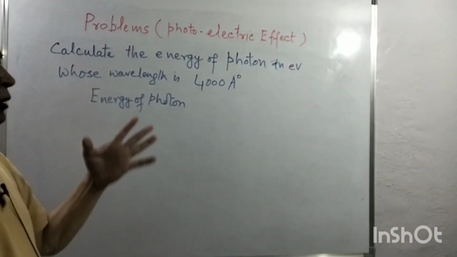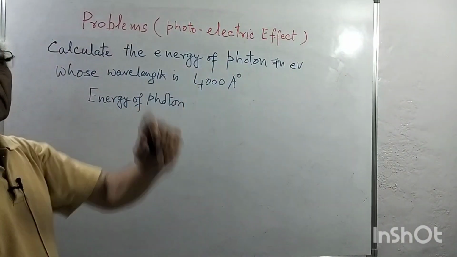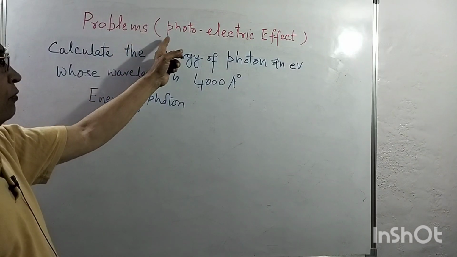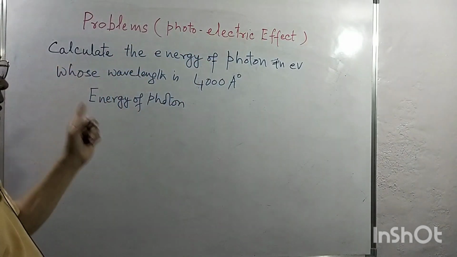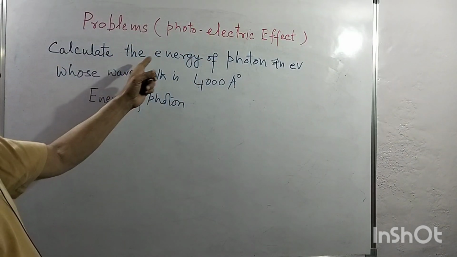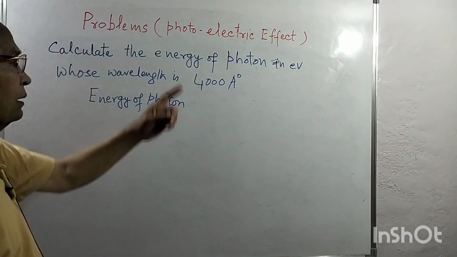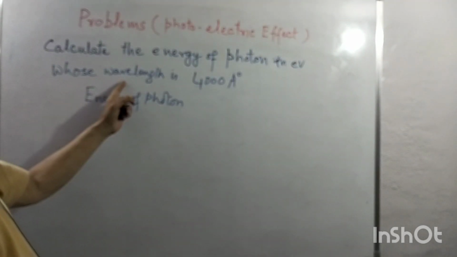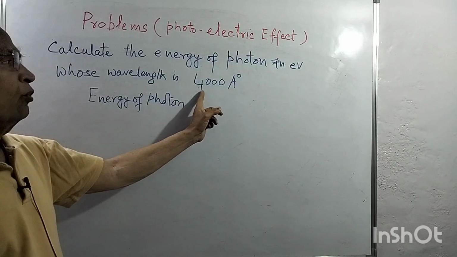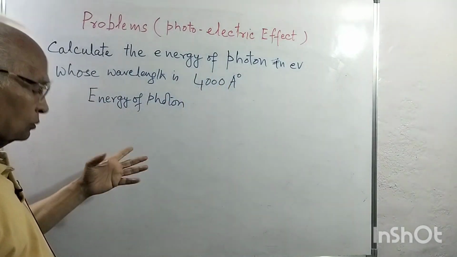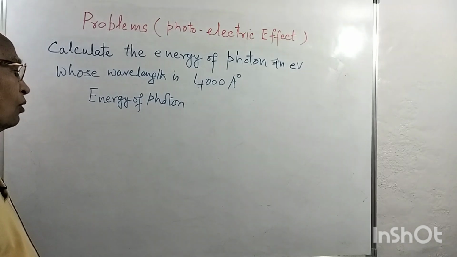I will do some problems of photoelectric effect today. Problems of photoelectric effect. I have just written one. Calculate the energy of a photon in eV whose wavelength is 4000 angstrom. So find out the energy of the photon.